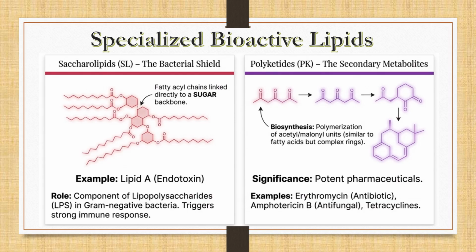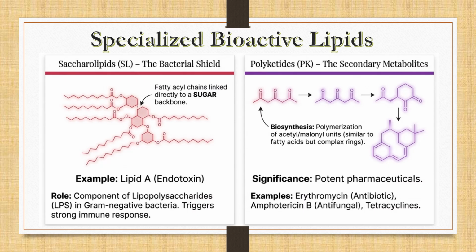Having examined the major structural and metabolic lipid classes, we now turn to saccharolipids and polyketides, two lipid categories that are less abundant but biologically very significant. These lipids are described as specialized because their primary roles are not bulk energy storage or membrane architecture, but highly specific biological functions.